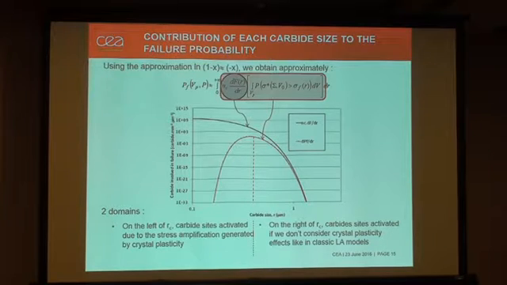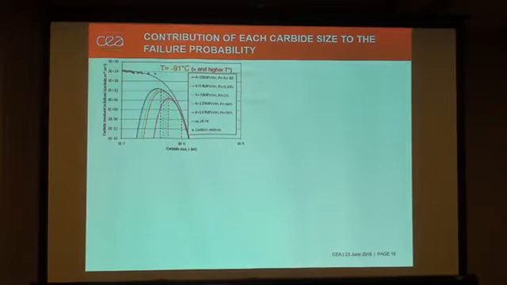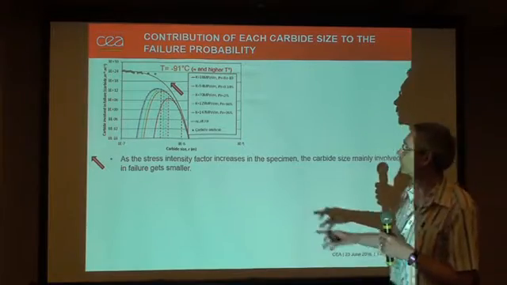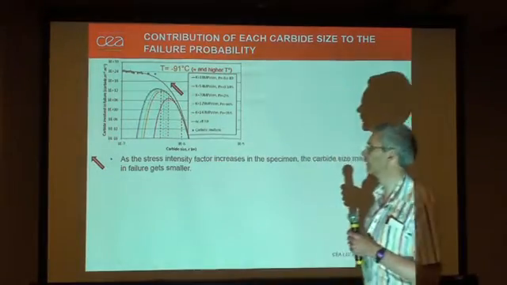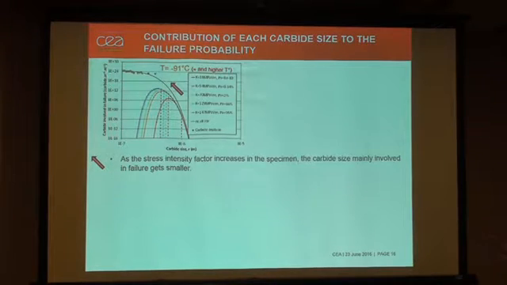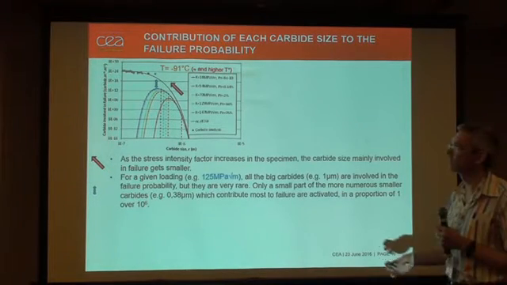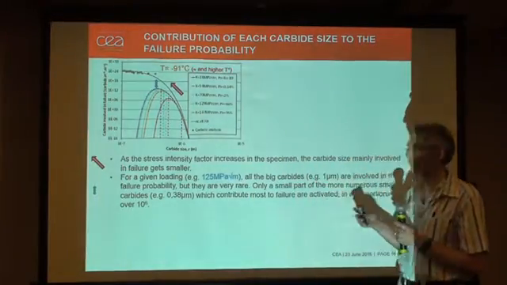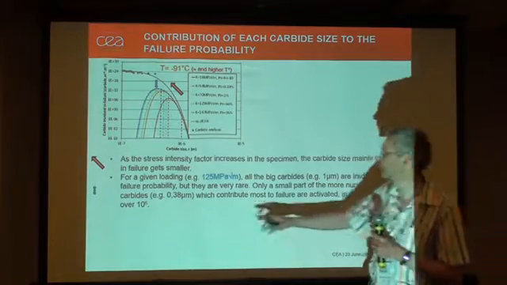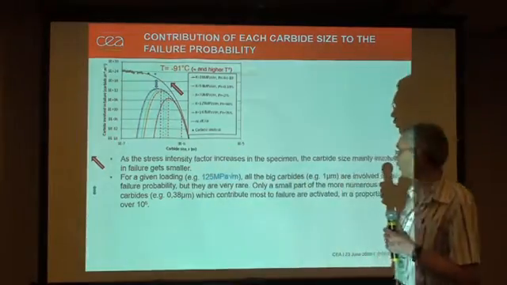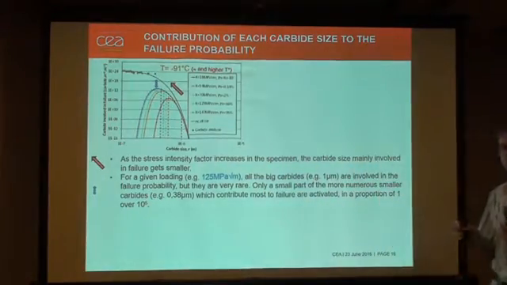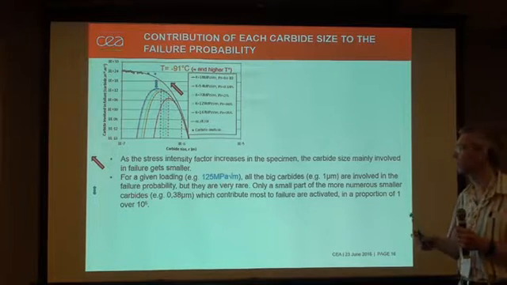So I will represent this curve for different loading. As the stress intensity factor increases in the specimen, of course, the carbides involved in the failure get smaller. For a given loading, say for example for the blue curve, if we look at big carbides, say carbides of 1 micron, all of them contribute to failure, although they are very rare, if they ever exist.